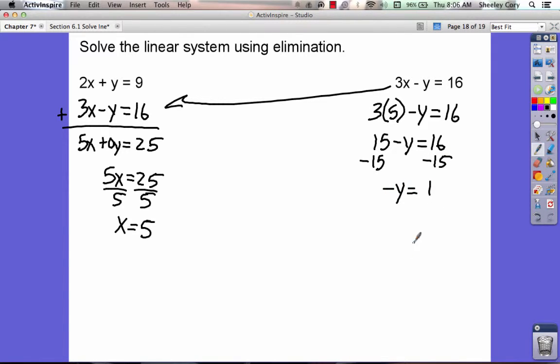So negative y equals 1. Don't forget about this negative sign. Then divide by negative 1. So y equals negative 1. So x equals 5, y equals negative 1. We think those are the right answers.